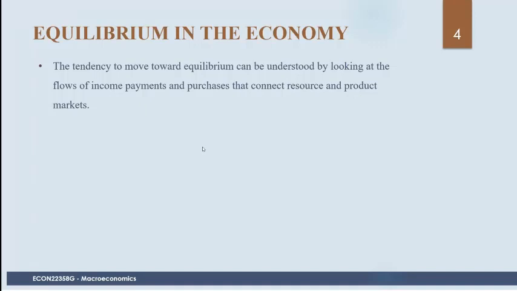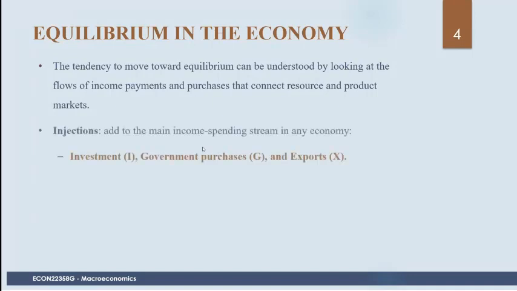Okay, so any price levels not at the equilibrium price level will make it so that there is a tendency to move, and that move is going to be in the direction of where the two curves intersect. Okay, so this can be understood by looking at the flows of income payments and purchases that connect resource and product markets. So we can think of injections. Okay, so if you remember, I think we briefly talked about the circular flow. So you can think about the flow of income.